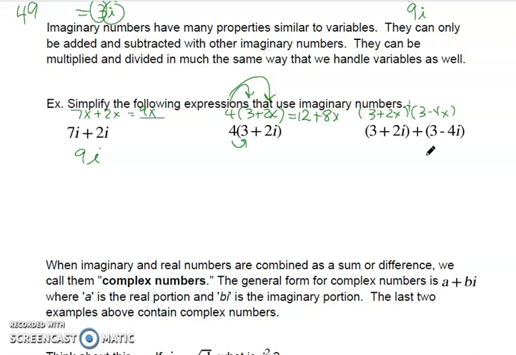So we do the same thing for the problem with an i. 4 times 3, we're going to multiply, and we're taking the 4 times the 2i. So 4 times 3 is 12, and 4 times 2 is 8i. So instead of 8 x's, it's 8 i's.